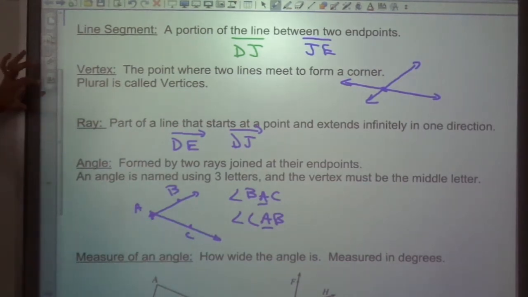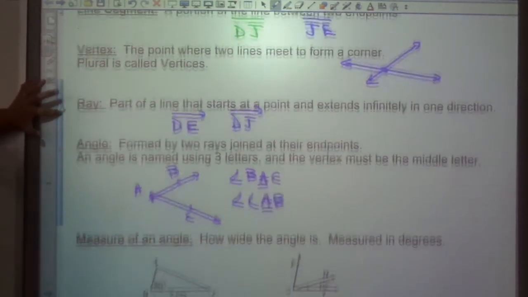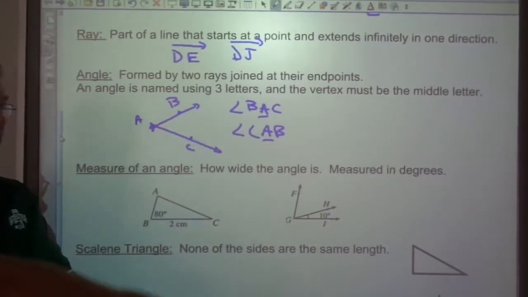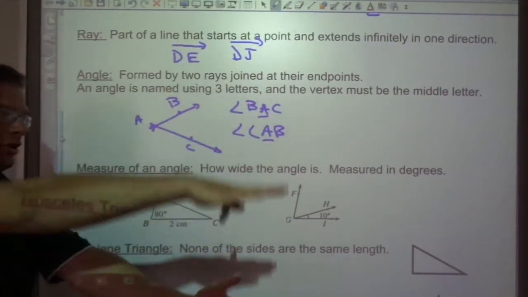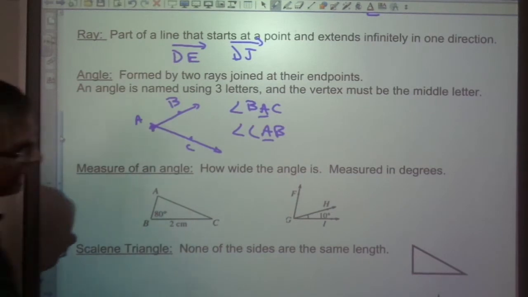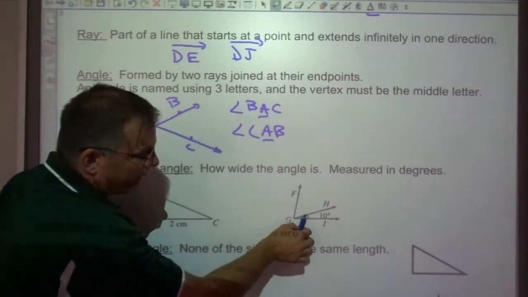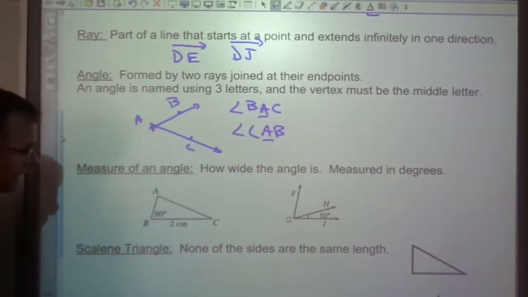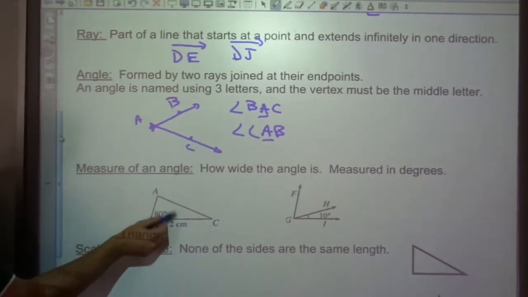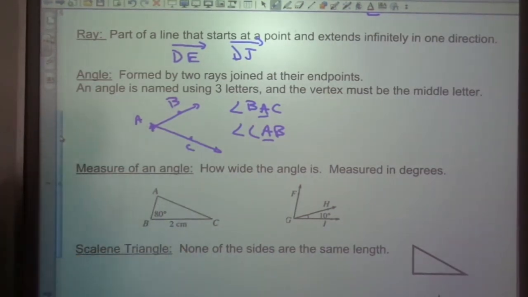Okay, now if we're talking about the measure of an angle, now we're talking about how big it is. A big angle is going to have higher numbers, a smaller angle is going to have smaller numbers. So something like this is a very small angle. The measure of this is only 10 degrees, but this is a much bigger opening. This would have an angle measure of 80 degrees. Okay, so that's what we mean when we say angle measure.